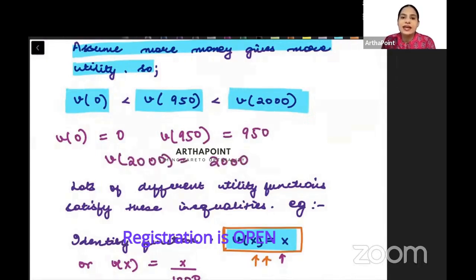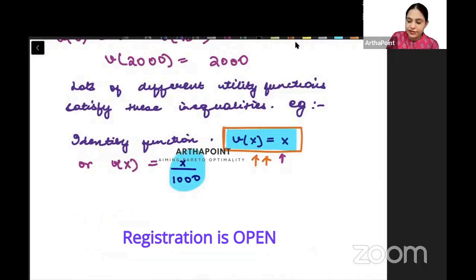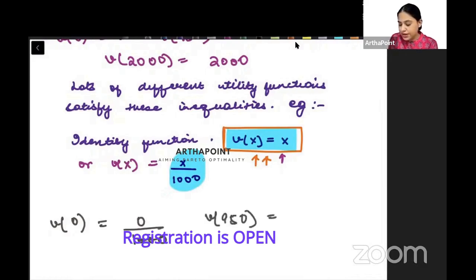So we are seeing that as money is increasing, the utility that you are getting is also increasing, as money is increasing, right? Another such utility function which can satisfy the preferences is also x by 1000. इसमें भी ठीक रहेगा. So if you have x by 1000 defined as your utility function, तो utility from 0 will be 0 by 1000. Utility from 950 will be 950 by 1000. That means it will be 0.95.